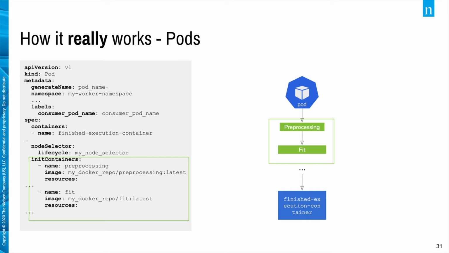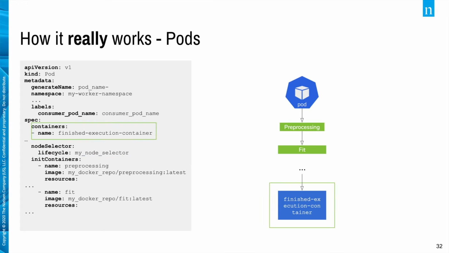Therefore, we just move our containers to be init containers. And that's how we bypass this problem. Now, pre-processing, feed, eval, and so forth will run one by one. And the real container will be a dummy container that simply prints "I am done" or "hello world."